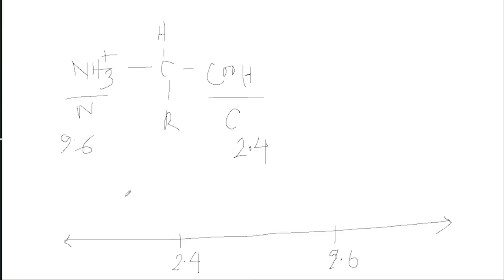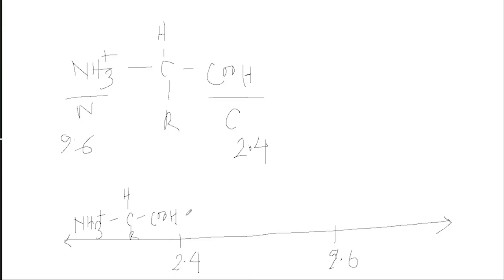What does that mean? It means it won't be deprotonated until it reaches a pH of 2.4. So the form of the amino acid until it reaches the pH of 2.4 will be NH3 plus, carbon, hydrogen, side chain, the carboxylic group. So everything will have their respective hydrogens attached. So NH2 group will be NH3 plus, and the carboxylic group will be COOH.